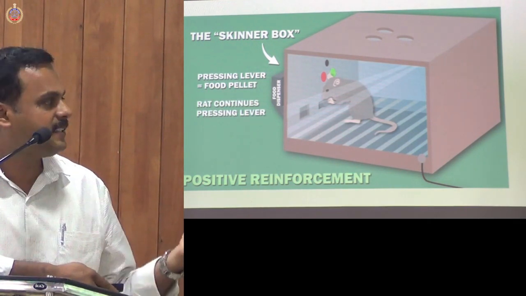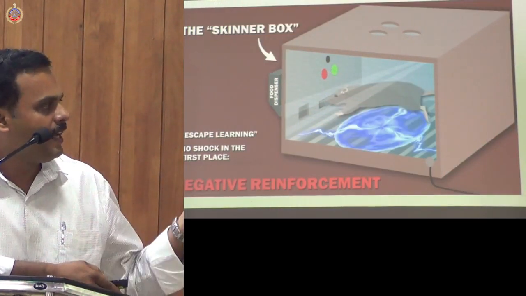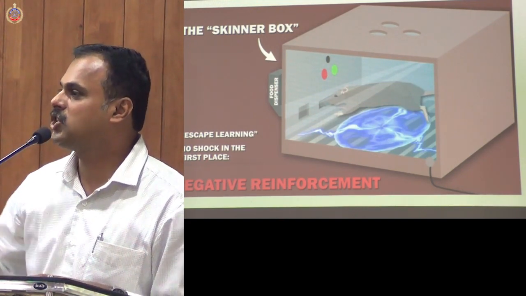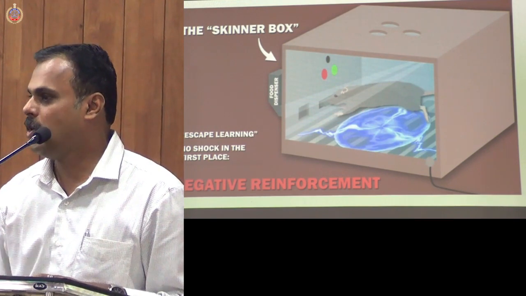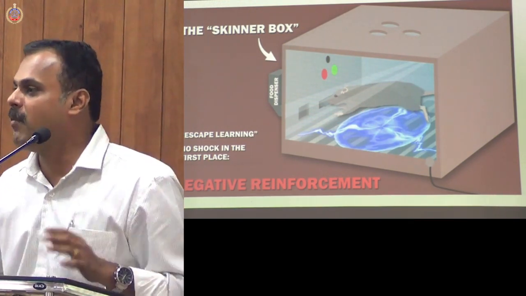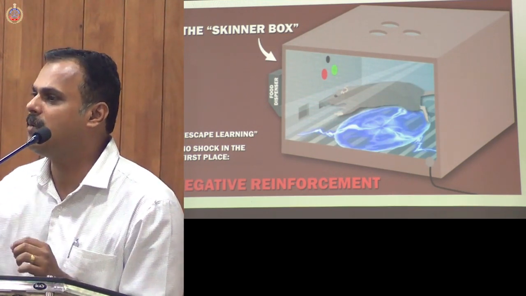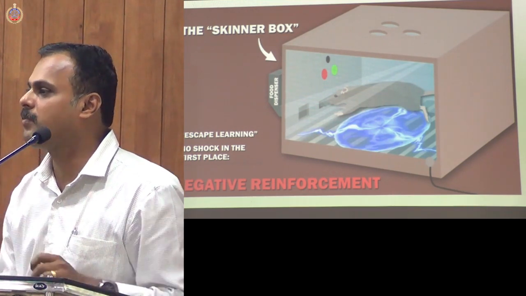Now the same thing is repeated in another way. A rat is put inside a box. There is a shock inside. A low-volt shock is given and the rat is jumping around trying to find a solution. Accidentally its paw hits a particular switch and the shock stops.